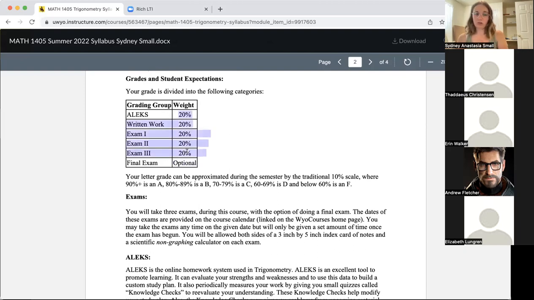And otherwise, the breakdown is pretty simple, just into 20% each. Any questions so far?